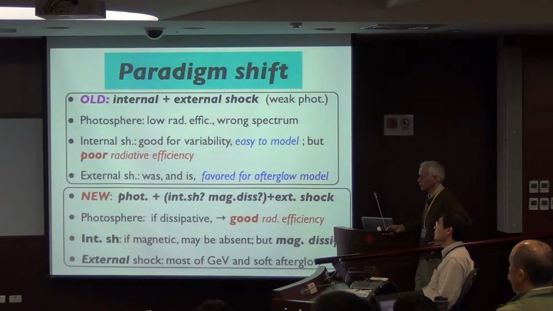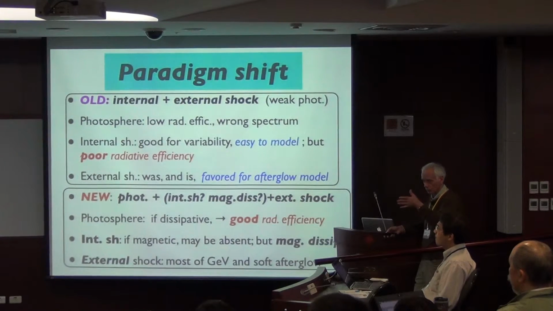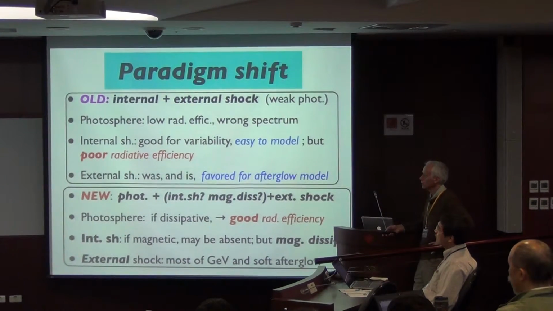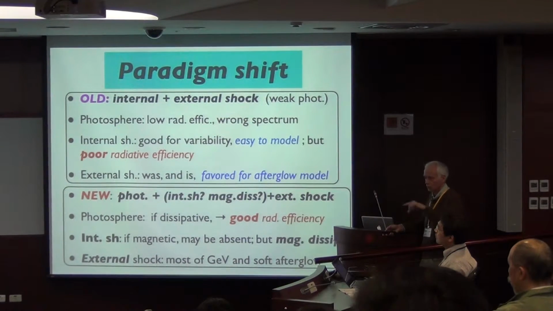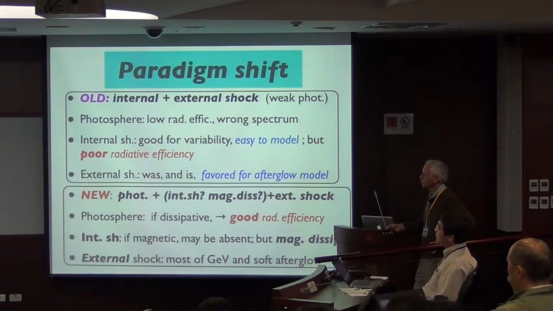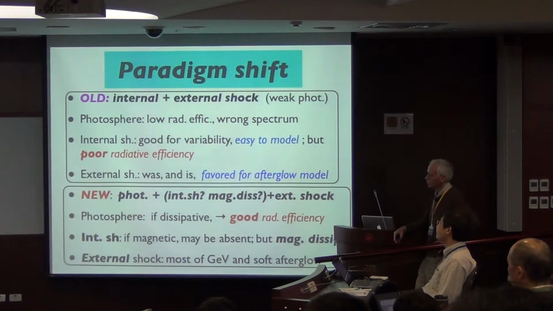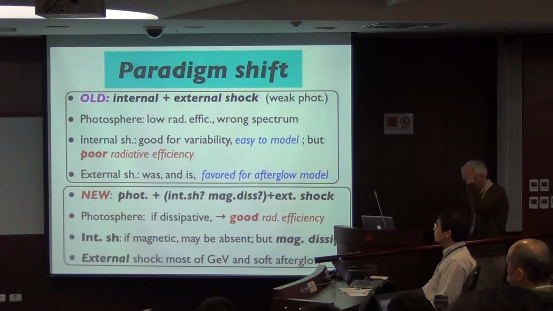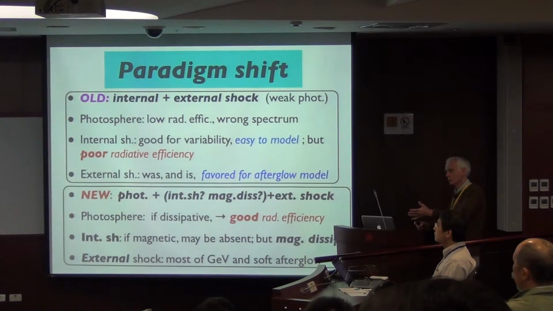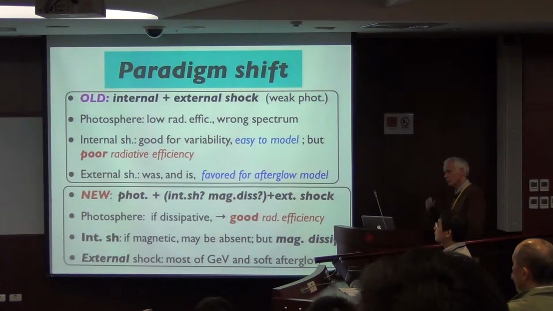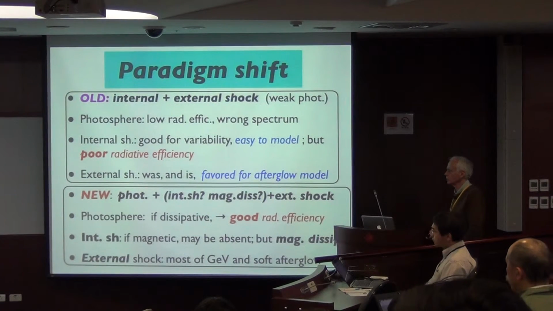Internal shocks, on the other hand, are very good at explaining the quick variability, the fast time variability of the spectrum, the light curve having a lot of peaks. You can calculate it easily, it's easy to model. It did have always the problem that its radiative efficiency is relatively poor. So you had to put up with efficiencies less than 10%, sometimes it was 5%, and that could produce a problem with the energy budget.